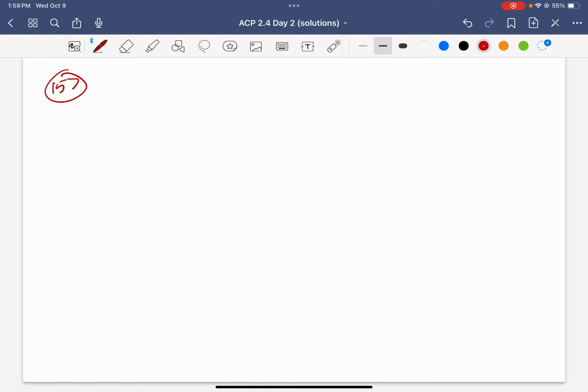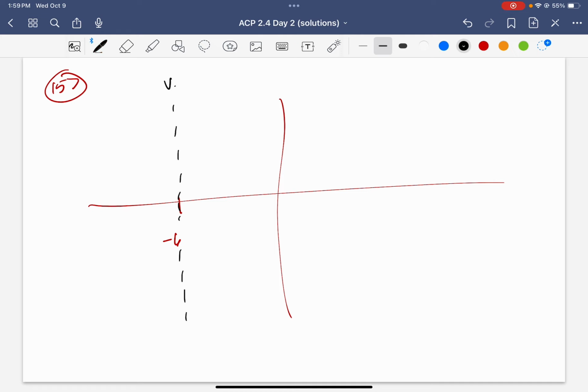157, it says sketch a graph that does the following things. Well, first, it wants our domain to be everything. Okay, great, our domain's everything. It has an infinite discontinuity at x is equal to -6. So over here, -6, an infinite discontinuity means at least from one side, it's got a vertical asymptote, at least from one side. It says, okay, f of -6 is equal to 3. So f of -6 is actually equal to 3, which is really weird.